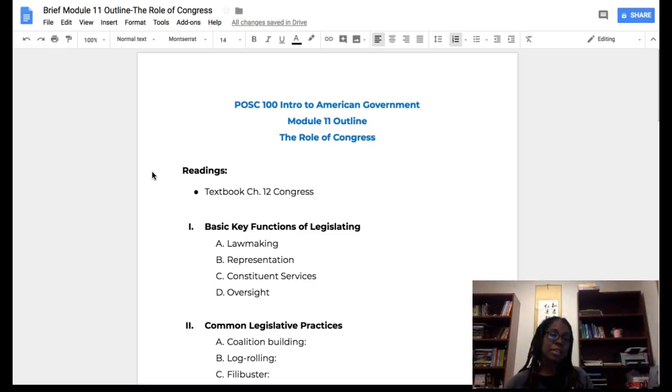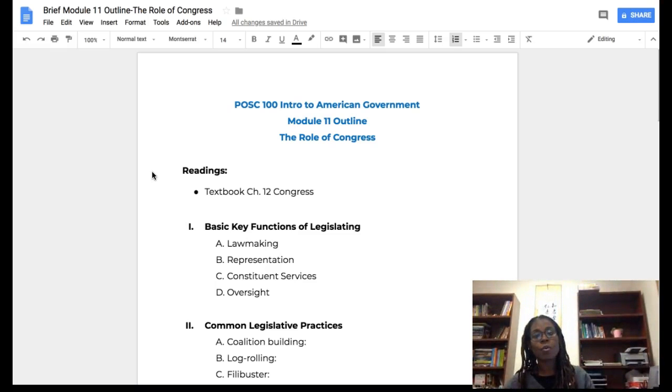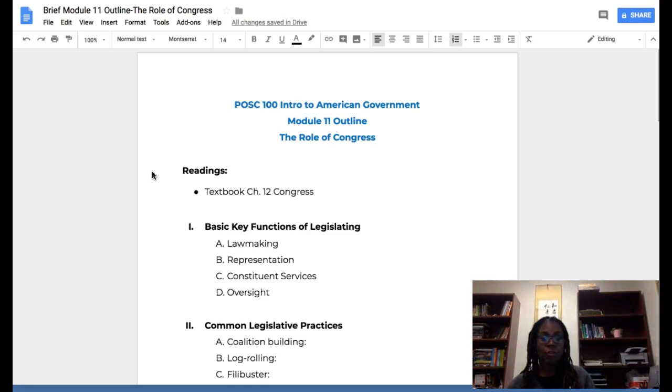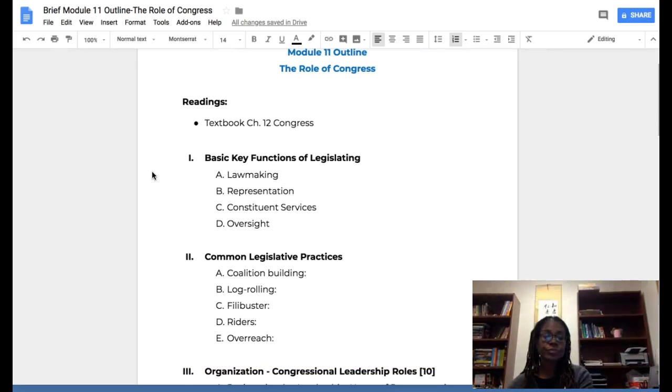However, another key function is representation. So we'll talk a little bit more later on in this video about how the House of Representatives and the Senate are organized. But whether you're a member of the House and you are representing folks in your district, or a member of the Senate and you're representing your entire state, representation is another key function of legislating, and that means you will work with other legislators as well as with the other branches of government in order to represent your constituents, and constituents are those folks that you were elected to represent. That is the definition of your constituency.